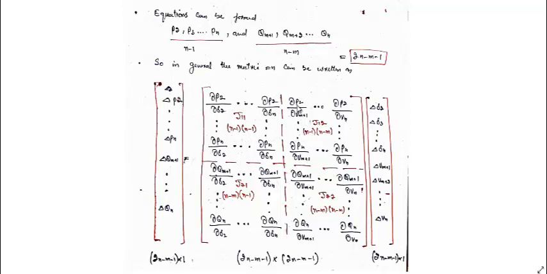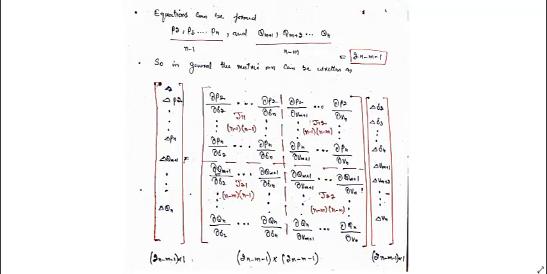Now here, delta P2 by delta Vm2, we don't have to write Vm2 because here Vm2 is already given. So the variable is not Vm2, the variable is Vm plus 1. So it will be delta P2 by delta Vm plus 1, delta P2 by delta Vm plus 2, up to delta P2 by delta Vn. Similarly for other variables like this.